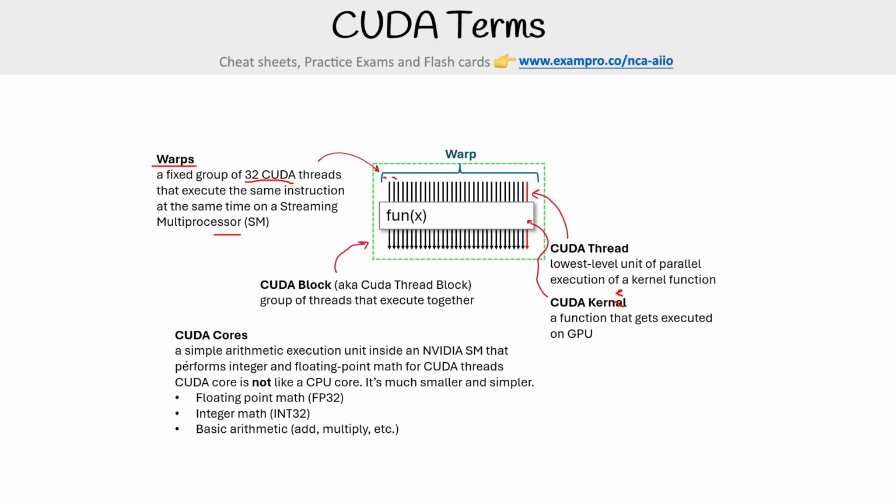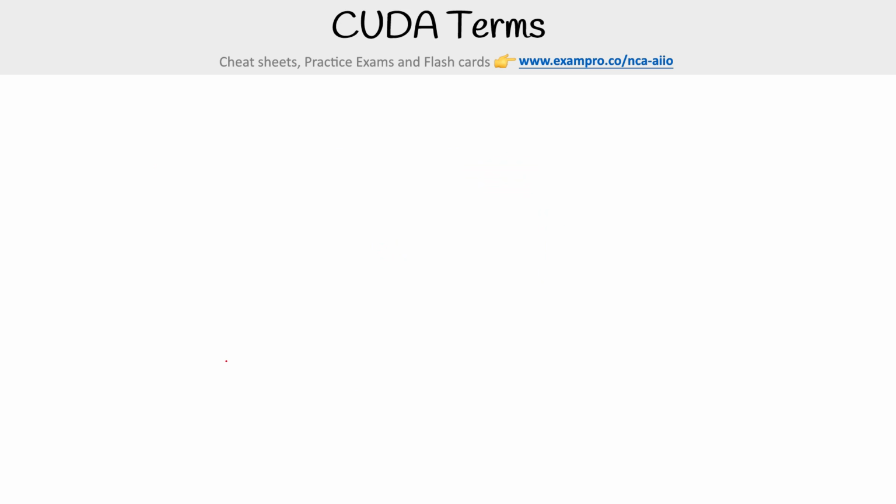Then we have the CUDA core. So the idea behind a CUDA core is that it's a simple arithmetic execution unit inside the streaming multiprocessor that performs integer and floating point math for CUDA threads. So a CUDA core is not like a CPU core. It's much smaller and simpler, and it's operating on things like floating point, integer math, basic arithmetic stuff, okay? So hopefully that is clear.